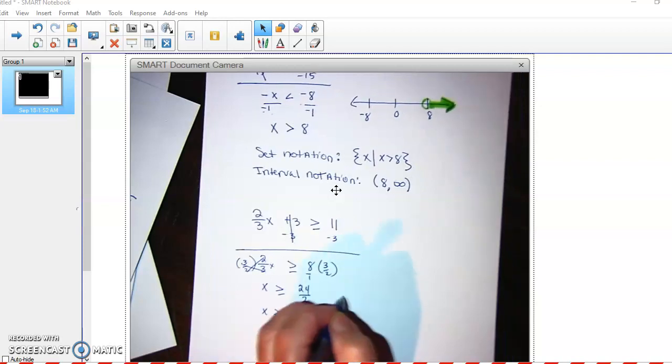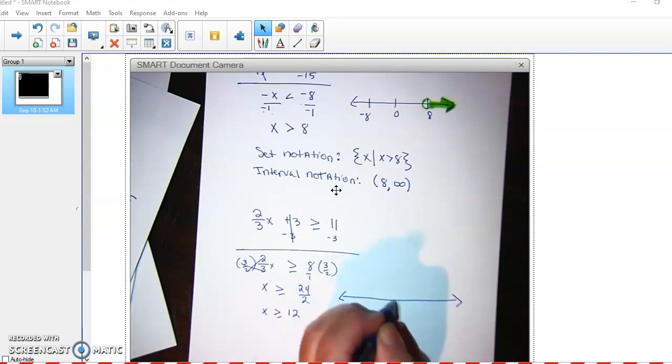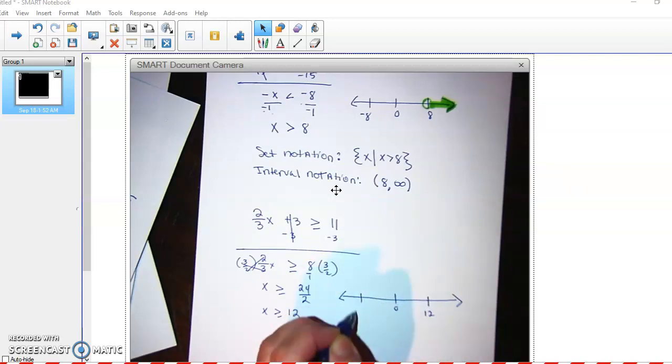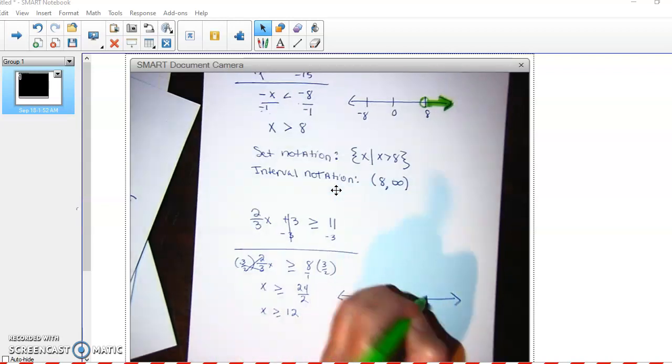So we're going to graph it on the number line. And now this time we're going to check our answer too. So greater than or equal to 12. Sorry.